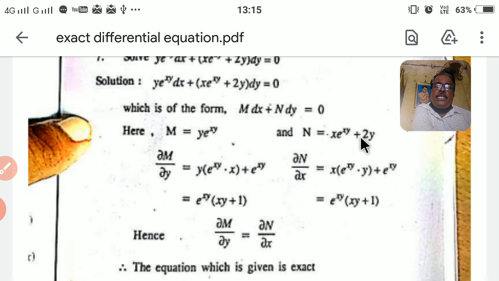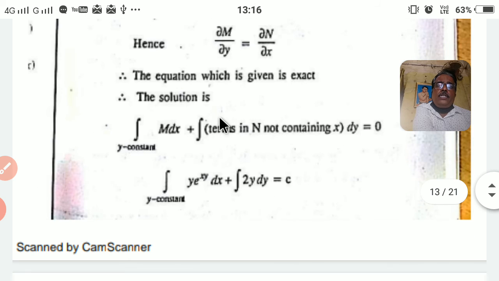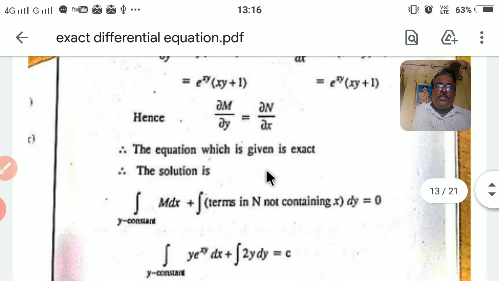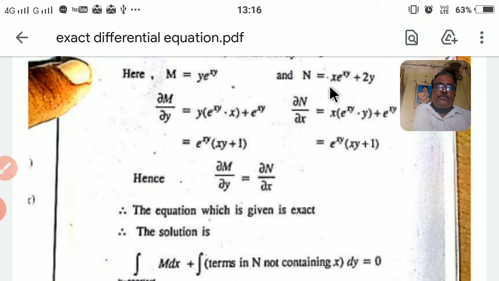Now see here, in this case the first term contains x, so therefore it does not come. Only the second term is free from x. There is no x term, only the y term is there: 2 into y. So here, integration of terms not containing x means integration of only 2y dy, because this 2y does not contain x. In the second term we have to take only that term which does not contain x.